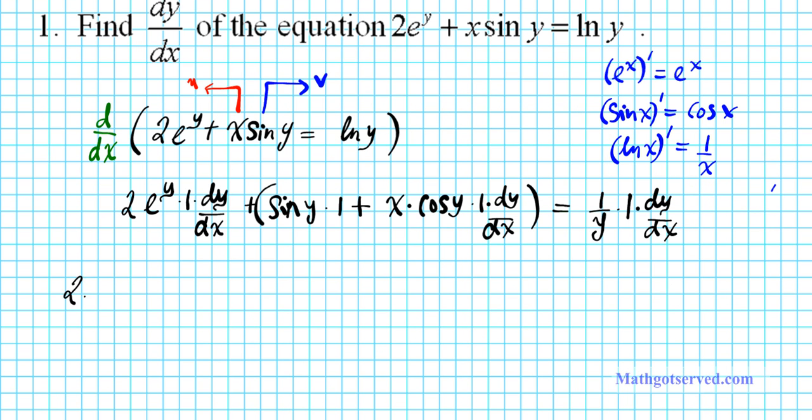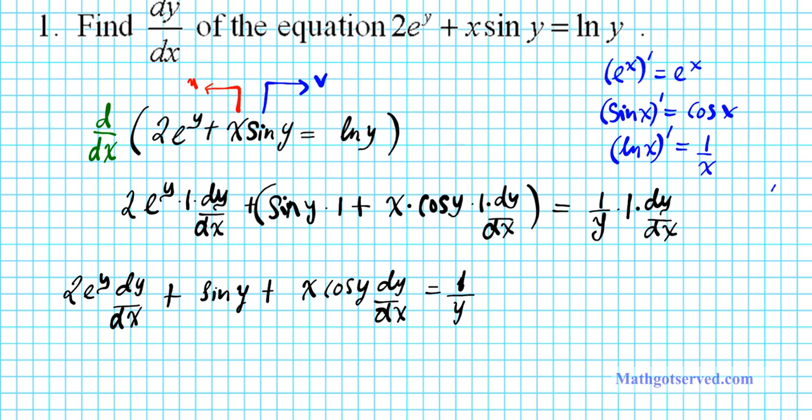So we have 2e^y dy/dx plus sin y plus x cos y dy/dx. Okay, and that's equal to 1 over y dy/dx.